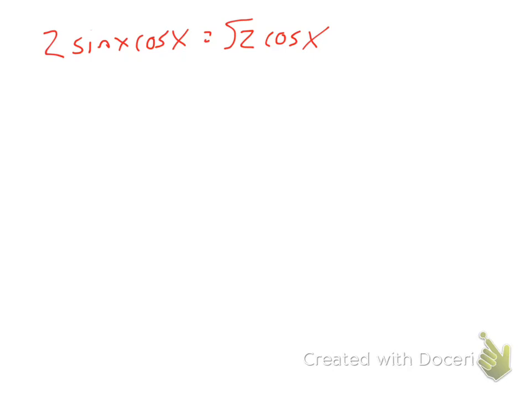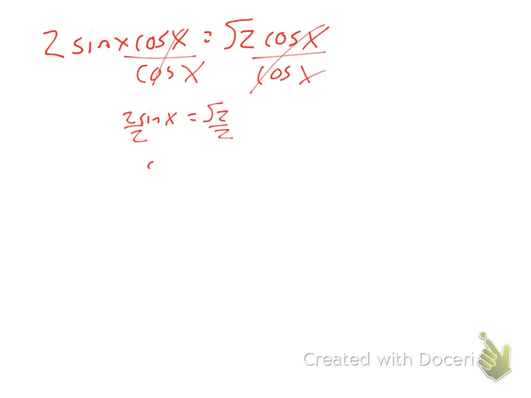Now, I think the natural thing that most of us would want to do is say, hey, couldn't I divide both sides by cosine? So if I divide both sides by cosine, they're gone. So I'm left with 2 sine of x equals the square root of 2. You divide by 2. I'm going very fast right here because this is not the right method.